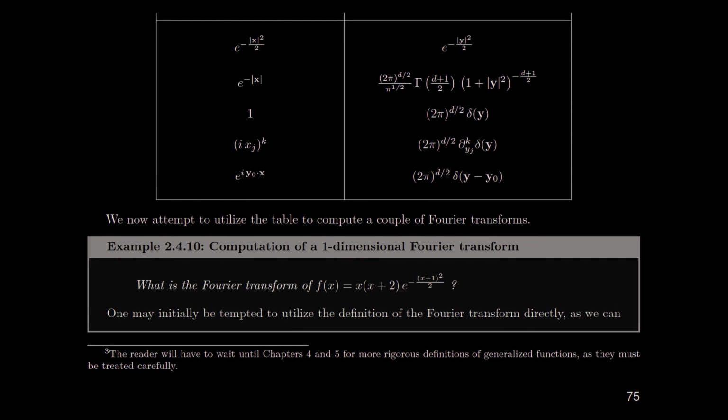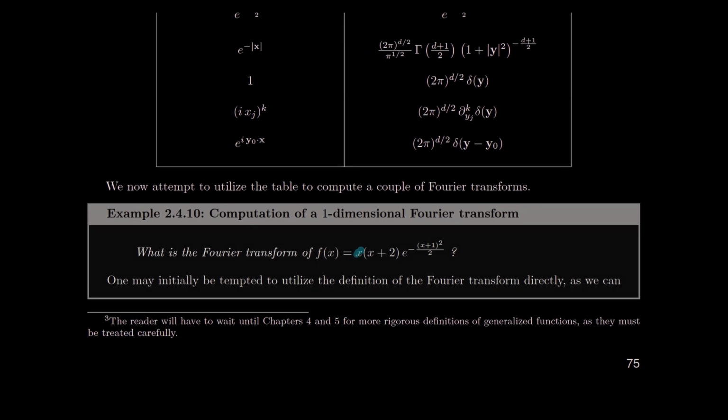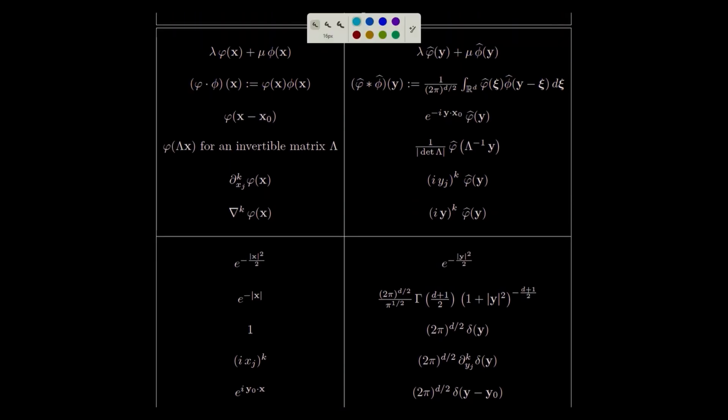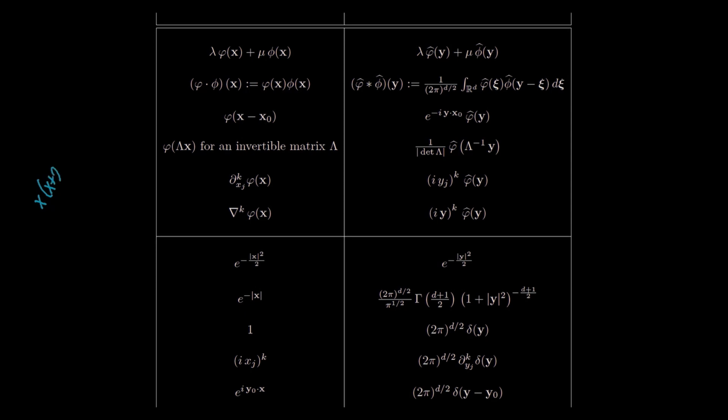Now let's actually get into using these tables to compute Fourier transforms. We're going to start with a one-dimensional Fourier transform. So let's try to take a transform of x times x plus 2 times e to the minus (x plus 1) squared over 2. So we have to think about what sort of combination of the second half of the table with the first half of the table gives this. We're asking ourselves a question: what combination of functions over here, along with operations on the functions over there, is going to give us, let's write it out again, x times x plus 2 times e to the minus (x plus 1) squared over 2.